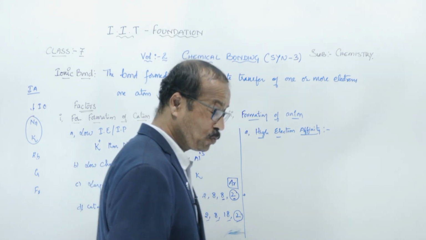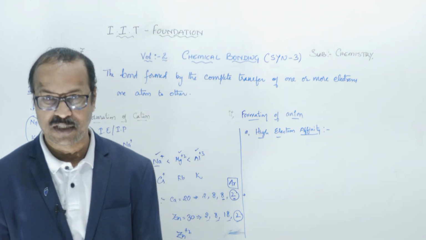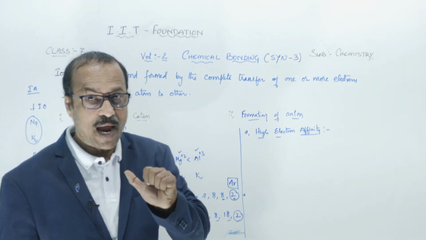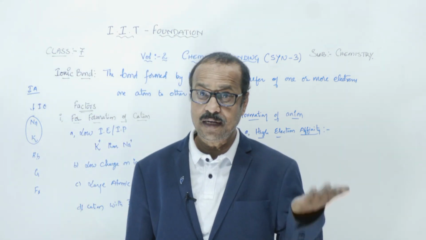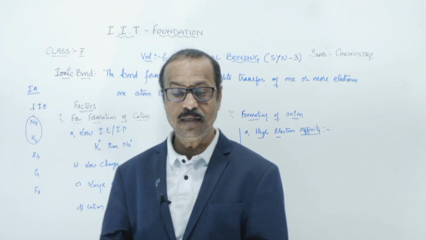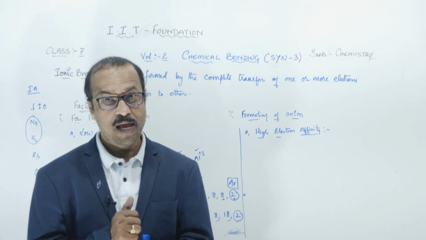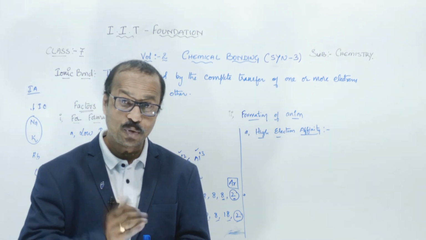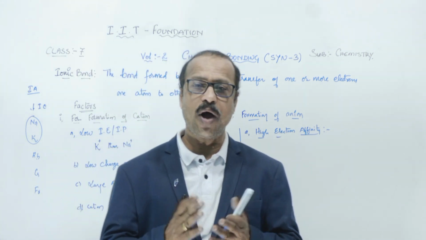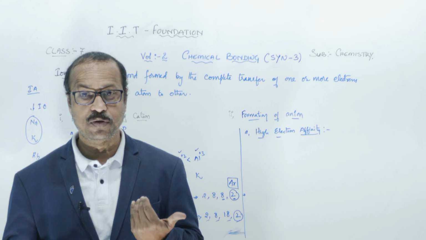Electron affinity means what? The amount of energy released when an electron is added to a gaseous neutral atom in its ground state. So here one electron is added, and the amount of energy is released. High electron affinity means higher energy should be released. We discussed in the previous class that atoms with lower energy will be stable, so atoms lose energy to attain stability. So elements which have higher electron affinity can gain electrons easily.